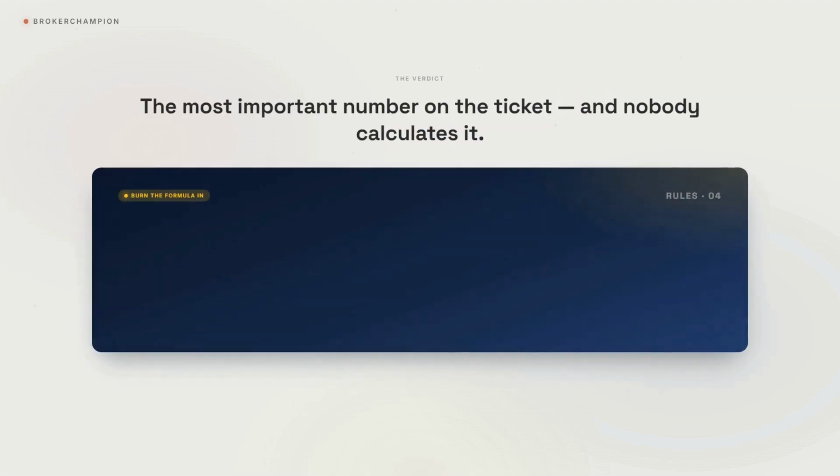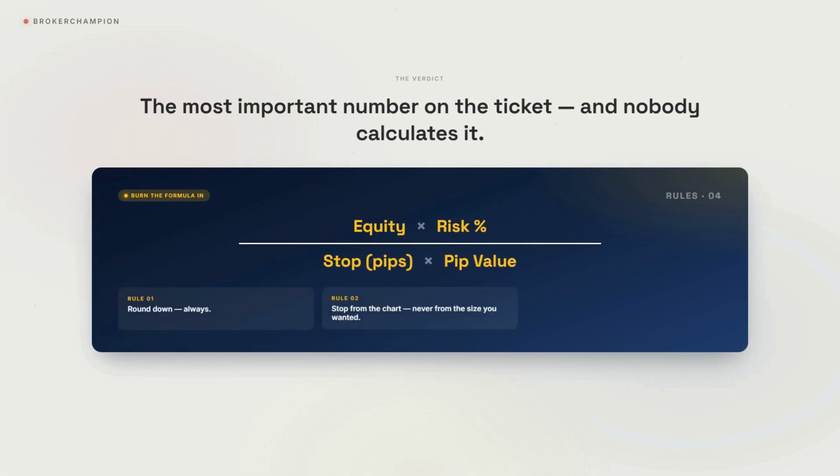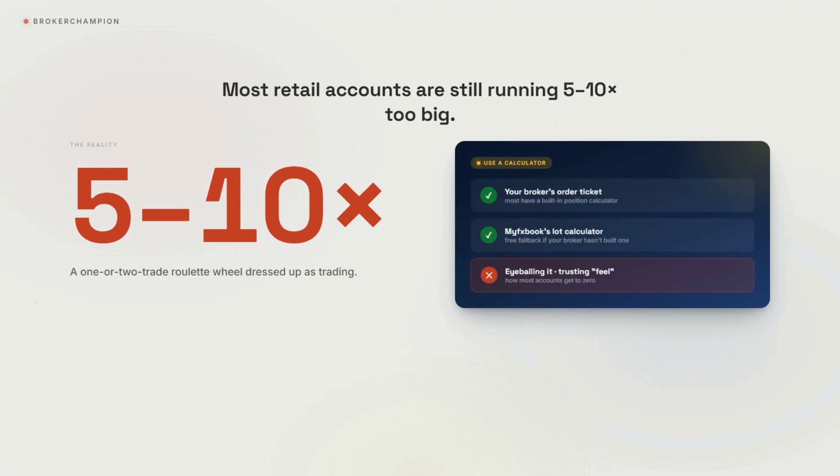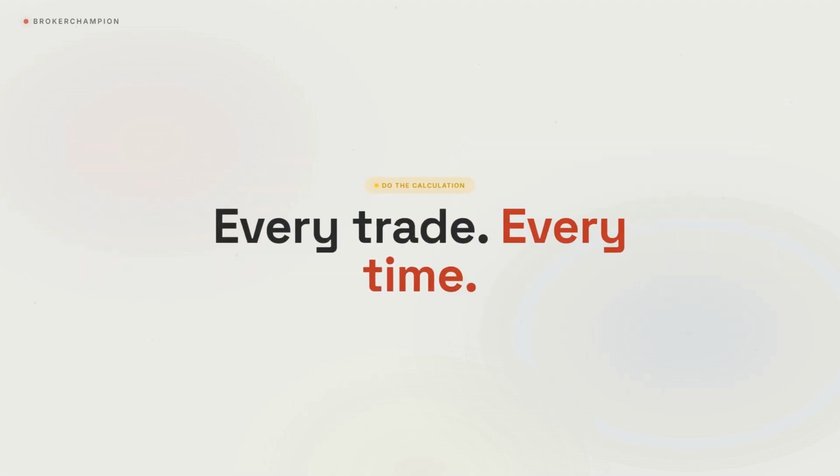So, the verdict. Lot size is the most important number on the order ticket, and almost nobody calculates it. Burn the formula in. Account equity times risk percentage divided by stop distance times pip value. Round down. Set the stop from the chart, never from the size you wanted. Use the calculator your broker built into the ticket, or MyFXBook if they didn't. And remember what we said at the start. Most retail accounts are running 5 to 10 times the size the maths allows. That's not strategy. That's a one or two trade roulette wheel dressed up as trading. Do the calculation. Every trade, every time. Lot size is calculated, never guessed. Full breakdown and link in the description.